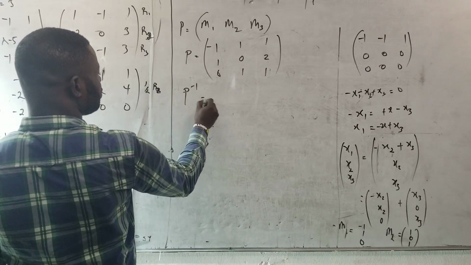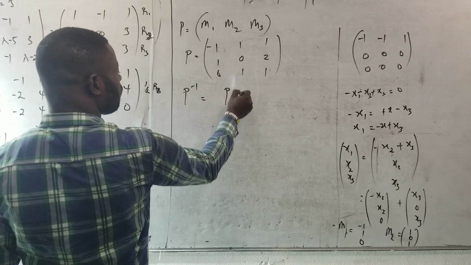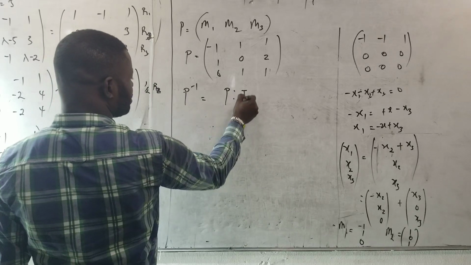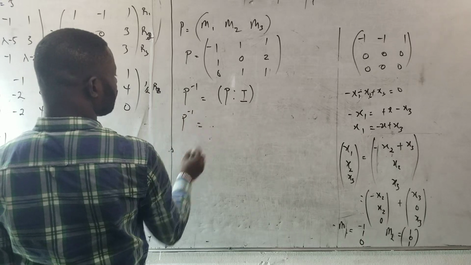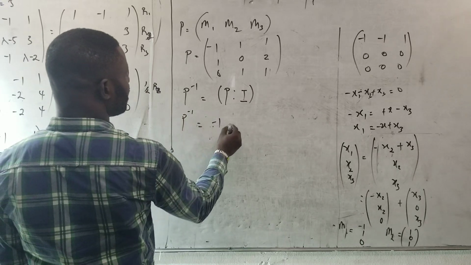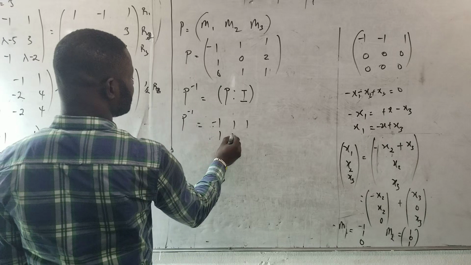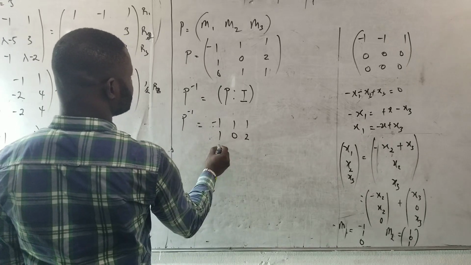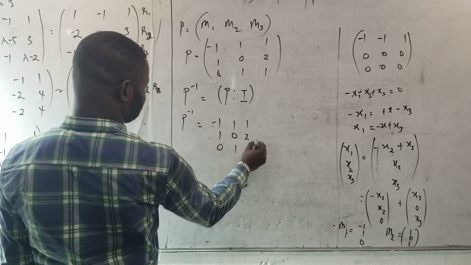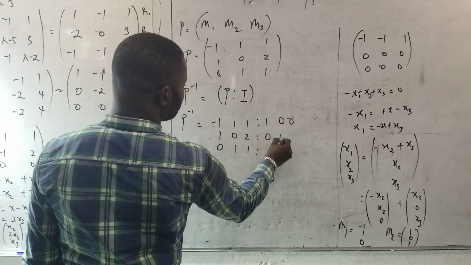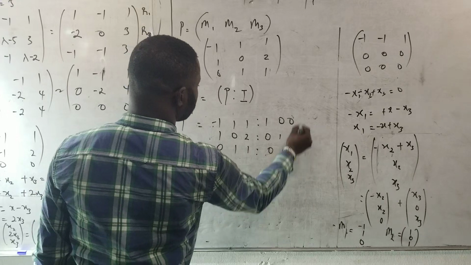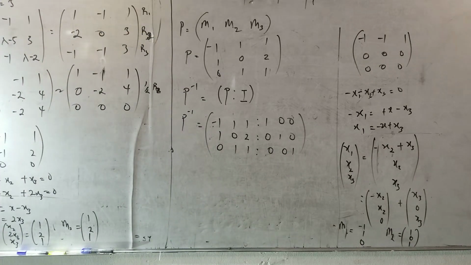My P inverse will be equals to P augmented with I, which is going to be what? I have minus 1, 1, 1, 1, 0, 2, 0, 1, 1, and the identity 1, 0, 0, 0, 1, 0, 0, 0, 1. Now, what I will do is find the inverse of this particular matrix.